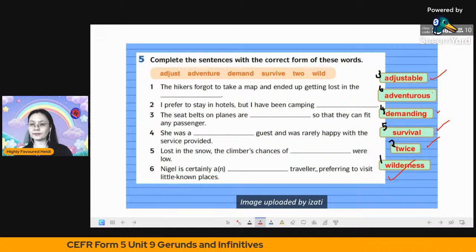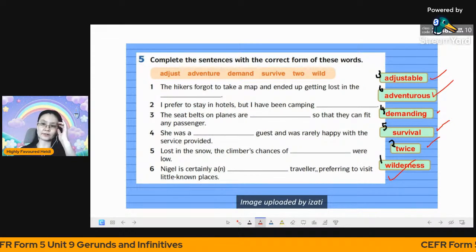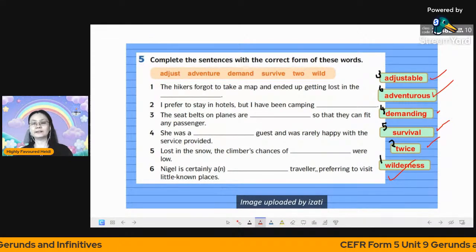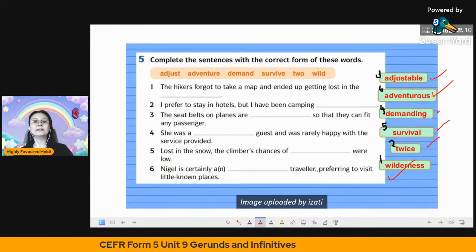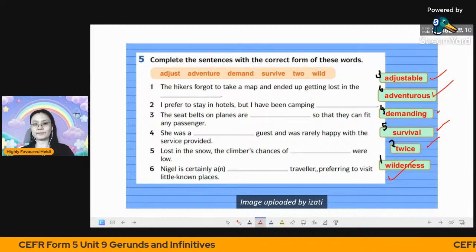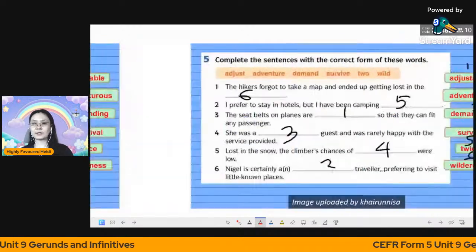Okay, adventurous. Okay, good. All right, Izati, congratulations. You score all correct. Okay, basically, adventurous. If you are an adventurous person, you will want to travel to places that not everyone has gone to. Okay, all right, let's go to our next activity.